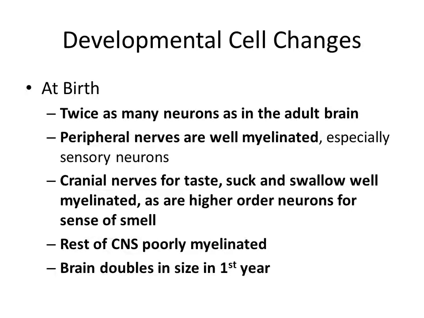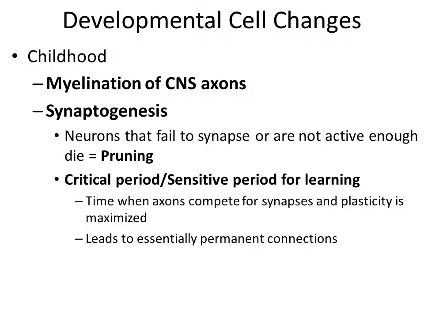However, the rest of the central nervous system is quite poorly myelinated. The brain does a lot of growing early on, and it is going to double in size within the first year. During childhood, you continue to myelinate those CNS neurons that were not myelinated at the time of birth. Now remember that their peripheral neurons are pretty well myelinated already at birth.